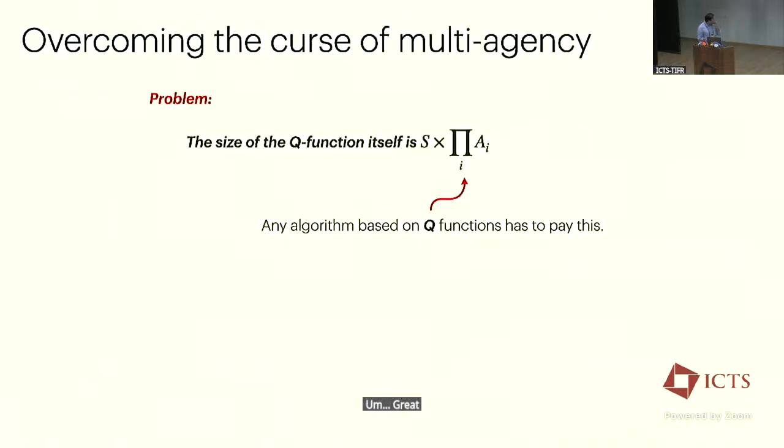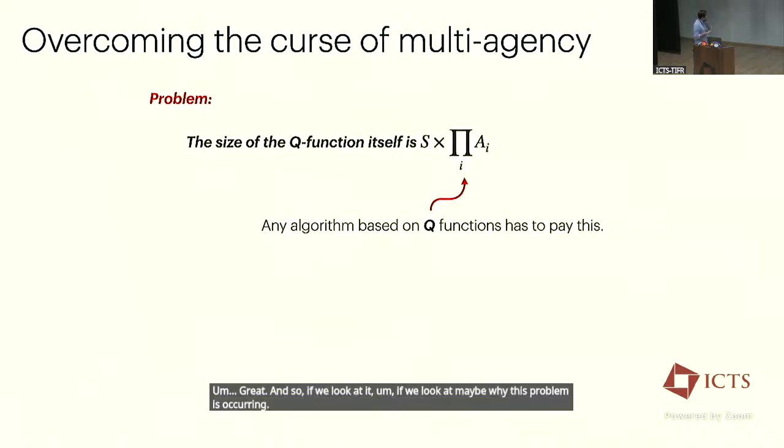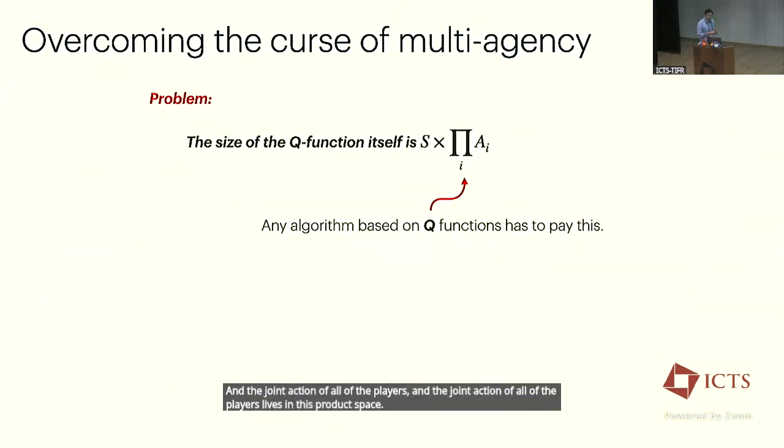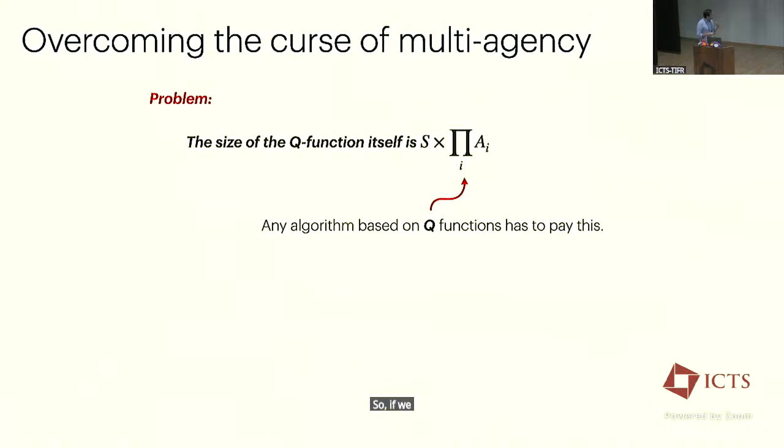Great. If we look at why this problem is occurring, we can see that the size of the Q function itself in games already makes us pay this factor. The Q function lives in R to the S cross the product of all of the A's, because it depends on the current state and the joint action of all of the players, and the joint action lives in this product space. So if we design any algorithm based on Q learning for games, we're almost necessarily going to have to pay this cost here.